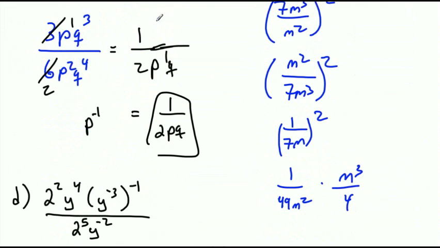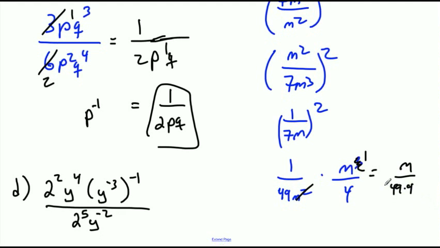And notice what can cancel out here. There are 2. There's only one of those right there, so that means I'm only going to have 1. And then that means we'll just have m over 49 times 4. So 50 and 4 is 200. So m over 196. That's it.